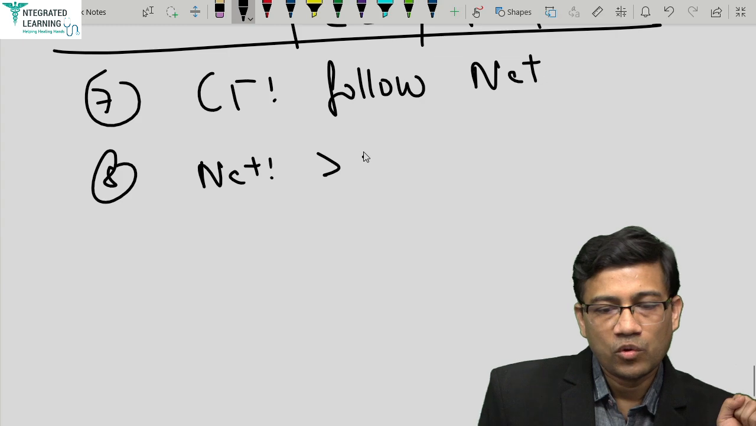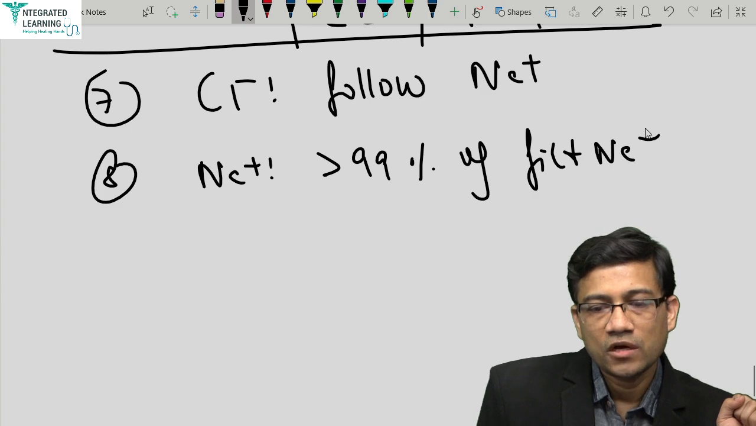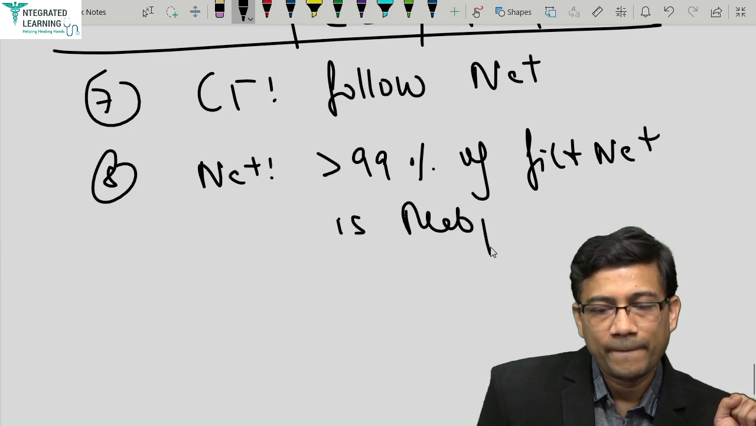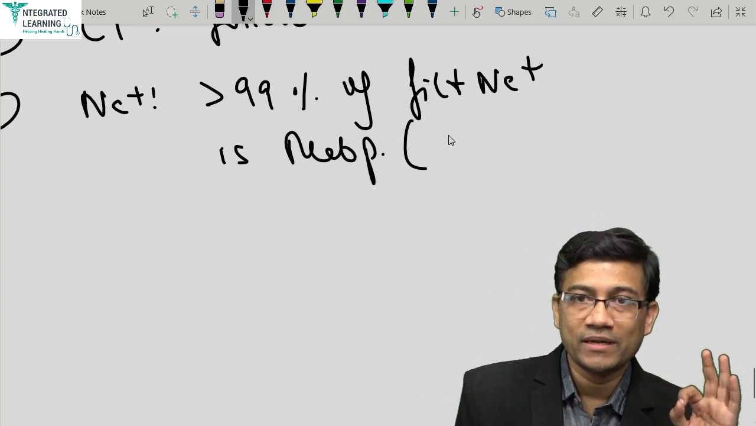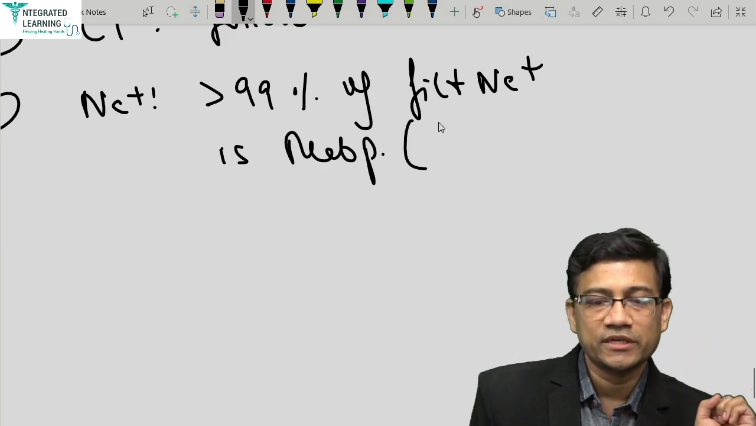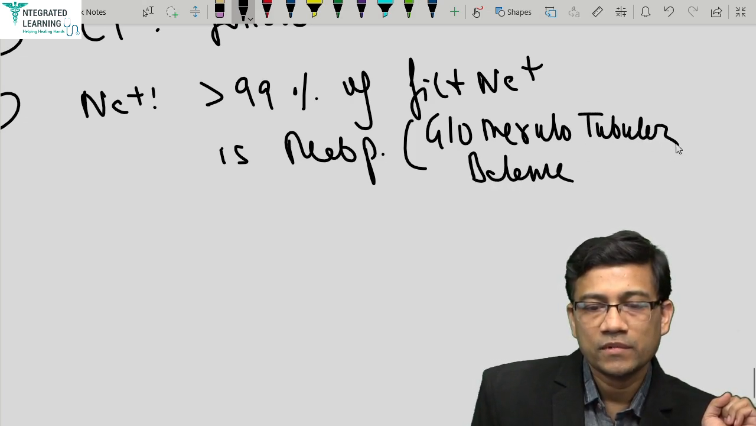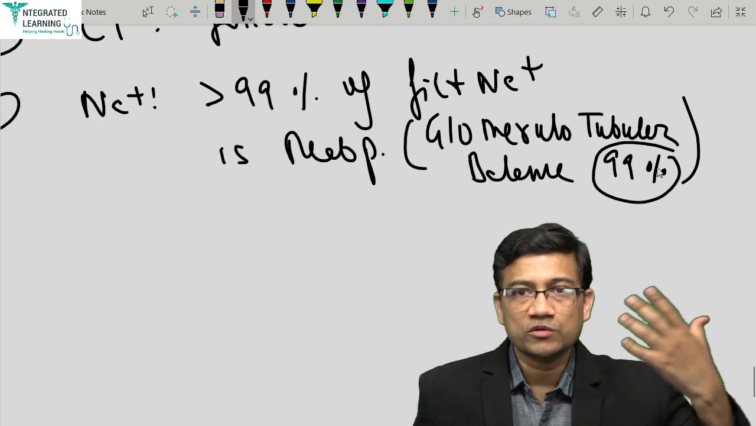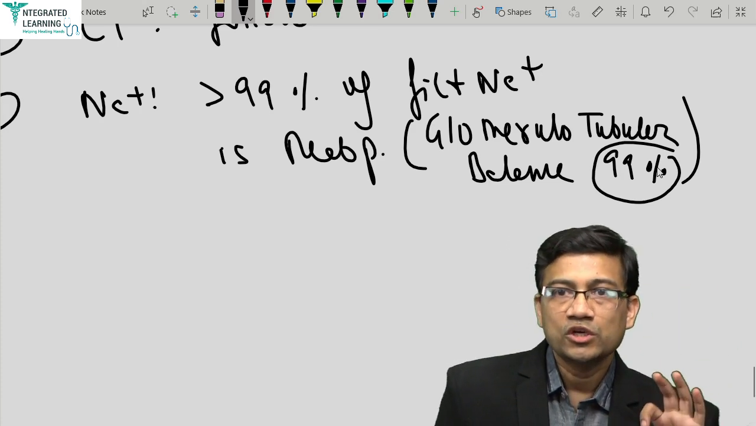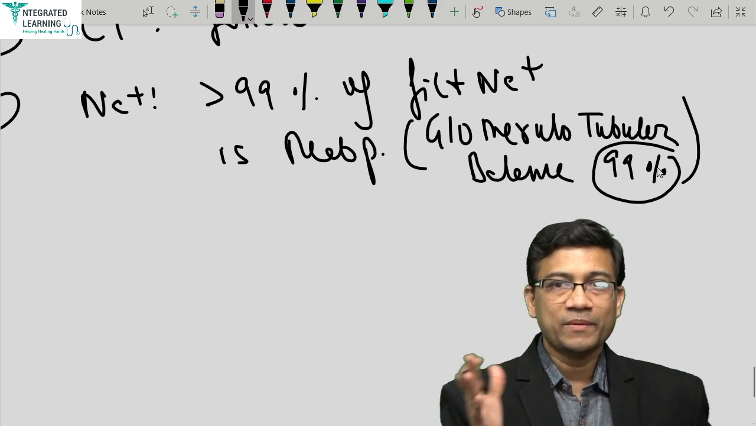So first, more than 99% of filtered sodium is reabsorbed. So how much is reabsorbed? 99%, and that is called glomerular balance. That is not tubular, it is glomerular balance of sodium. So that means if there is higher filtration of sodium because of blood concentration, you will still reabsorb 99%. So the amount absorbed is not exactly 99%, but it depends almost on the level filtered.